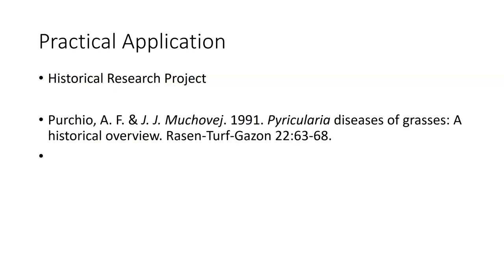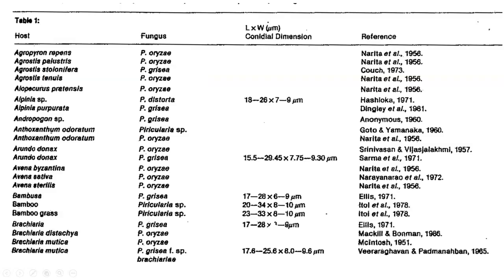For a practical application of it, you may be looking at a history research project. History research projects are very interesting because they give you a glimpse of what's going on in the past, and therefore they become very, very important. Here's a title: Periconia, Diseases of Grasses, a Historical Overview. What it really did was go back and look at all of the different things that were reported on different grasses worldwide.